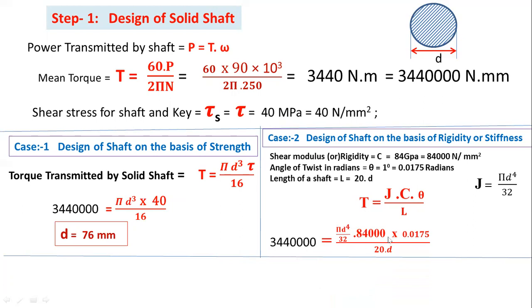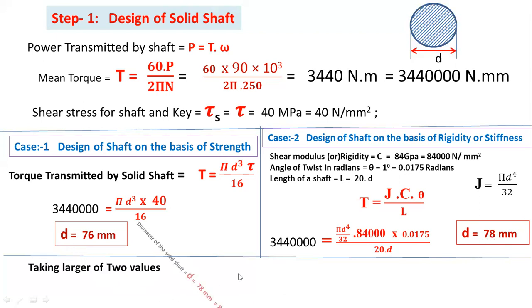From this equation, you can observe small d is the unknown value. Small d is the diameter of the solid shaft. So you can get the value of small d, diameter d equal to 78 mm. From these 2 values, you can observe this is the diameter of the shaft on the basis of strength. This one is also the diameter of the solid shaft on the basis of rigidity or stiffness. Taking the larger of these 2 values, here the larger value is 78 mm.